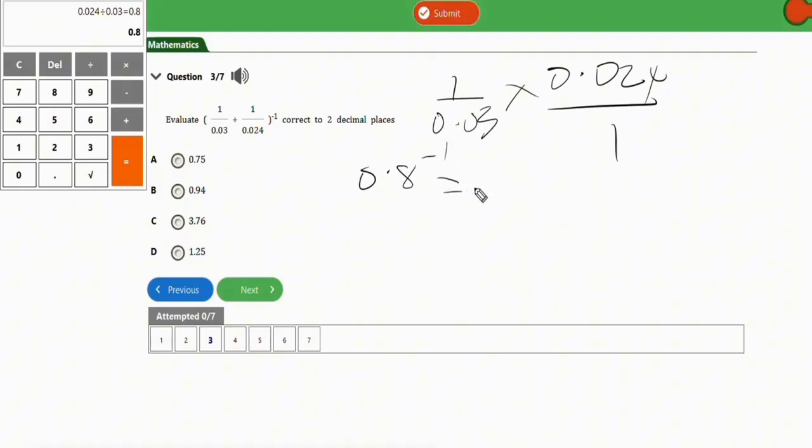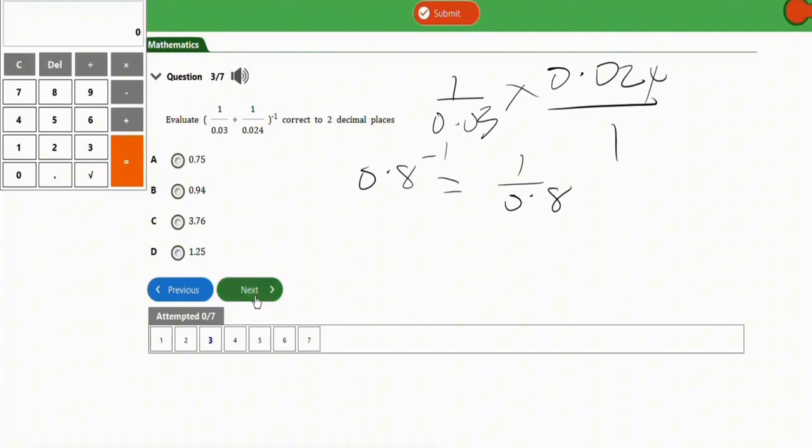Another way you can express this, by the simple law of indices, is 1 over 0.8. So what you do now is punch on the calculator: 1 divide 0.8. So we have it to be 1.25. The correct option is option D. It's as simple as this. Either way, I can solve this question. It's already in 2 decimal places, so 1.25. Let's clear this and go to the next question.